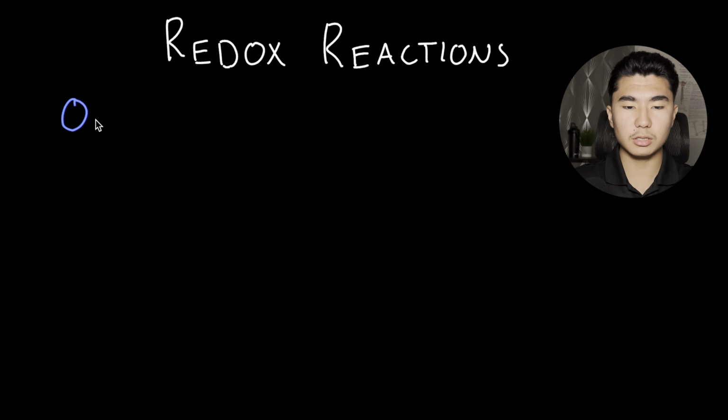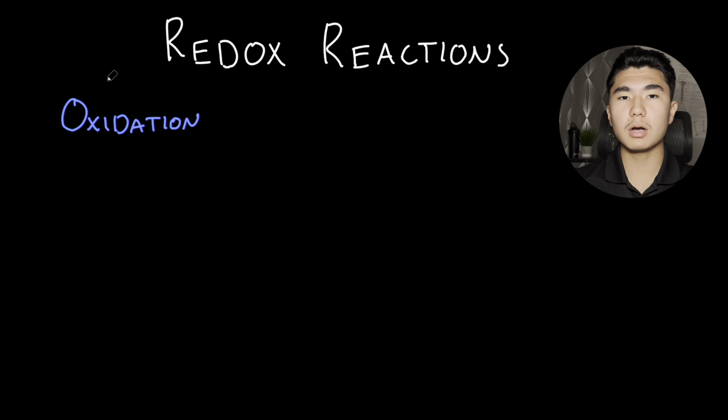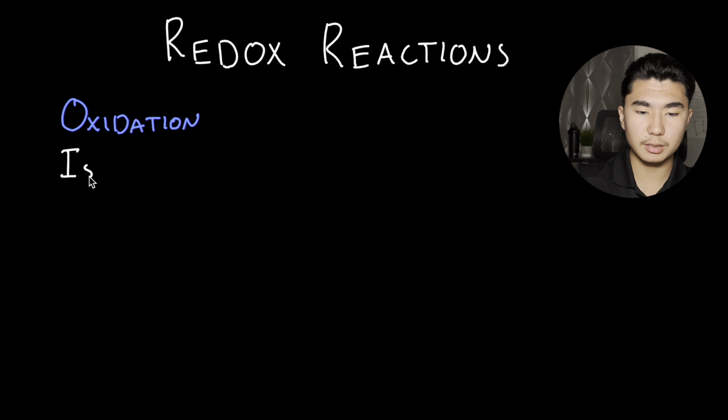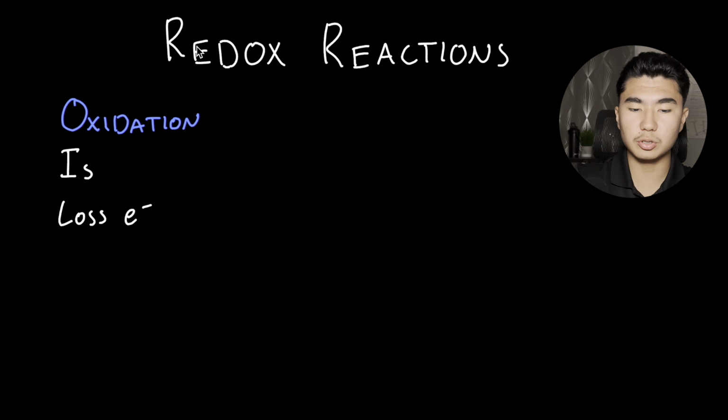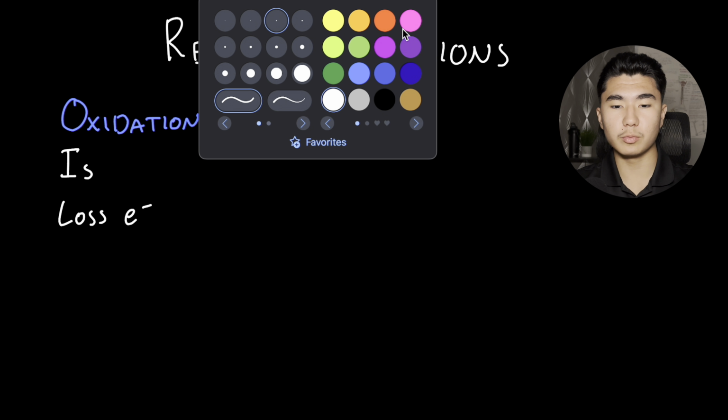So let's talk about oxidation. So oxidation is a loss in electrons, and the best way to memorize this is OIL RIG. So oxidation is loss in electrons. So in oxidation, we lose electrons. That's the OIL part of OIL RIG.